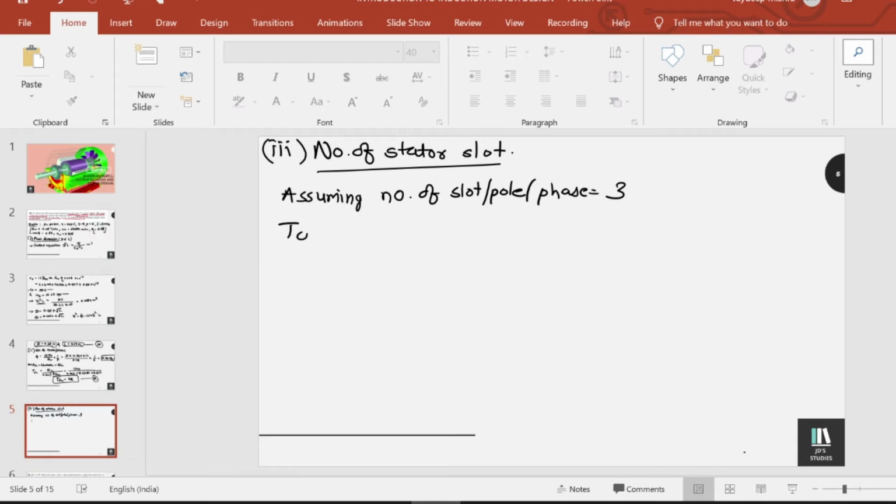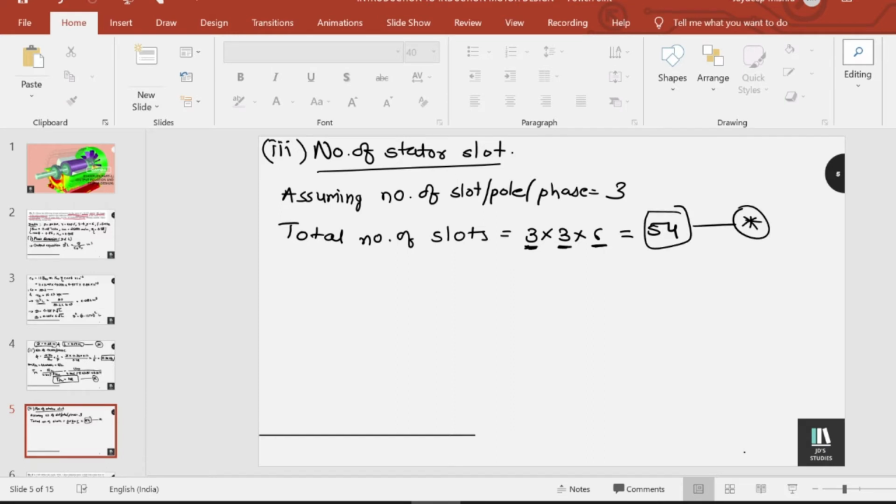So the total number of slots is equal to what? 3 into 3 into 6. How? Here we consider the number of slots per pole per phase is 3. Here is a 3-phase induction motor, and the number of poles given is 6. That's why we put 3 into 3 into 6, and this is the total number of slots. So we get 54. So here is the third answer: the total number of slots is 54.